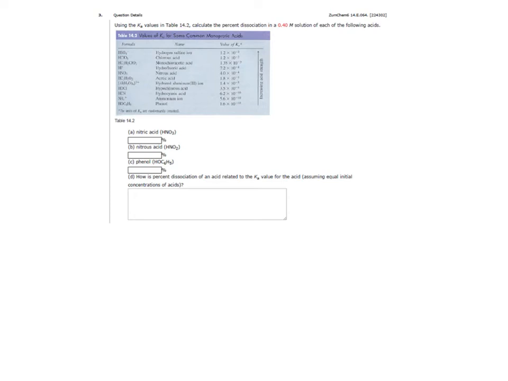This is a classic percent dissociation problem regarding acids. They're giving us 3 different acids with varying strengths, and they're asking us to calculate percent dissociation given that you start with a 0.40 molar concentration of each of the acids. Part A is actually an easy one.